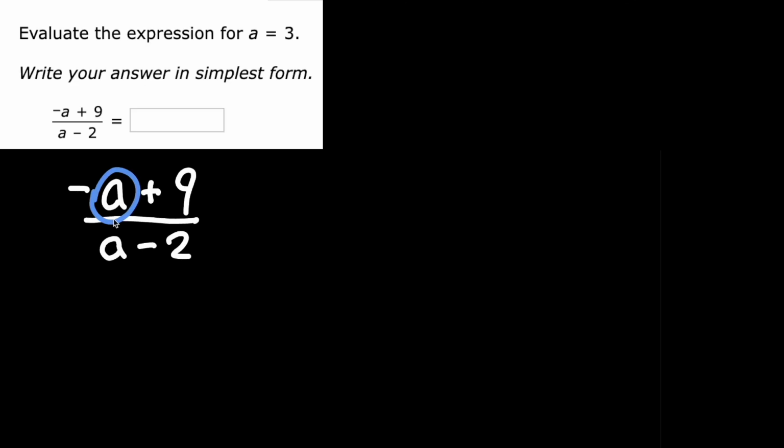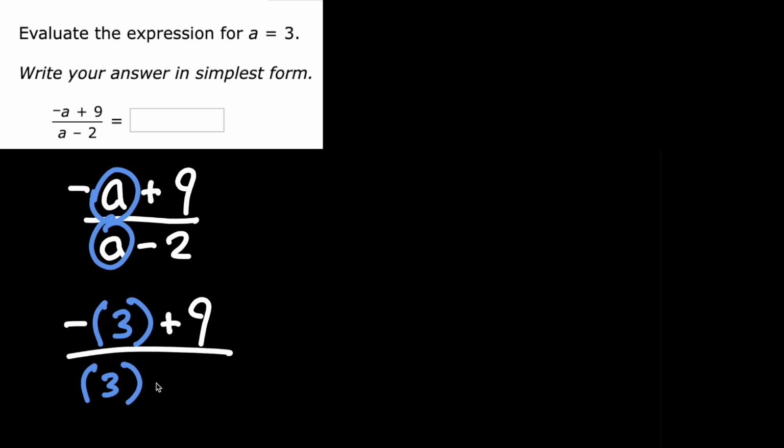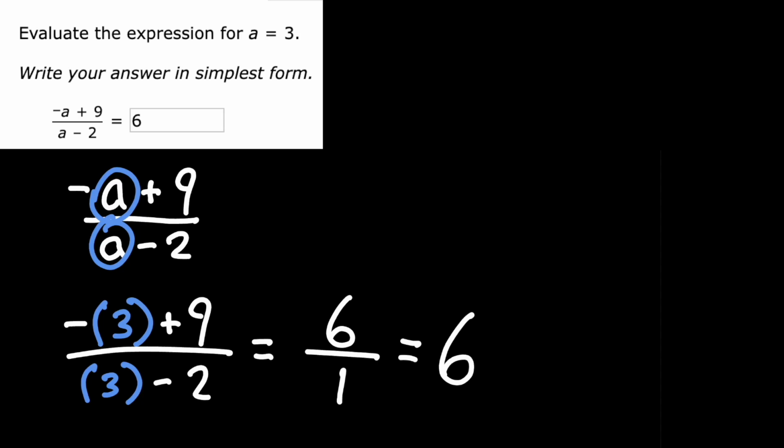In this question, we need to solve for when a equals 3, so wherever we see an a, we can substitute a 3 in parentheses. When we do that, we end up with -3 plus 9 over 3 minus 2. And to solve, we can start with the numerator. -3 plus 9 is 6, and 3 minus 2 is 1, which gives us a fraction of 6 over 1. And because 6 divided by 1 is 6, this fraction simplifies to just 6.